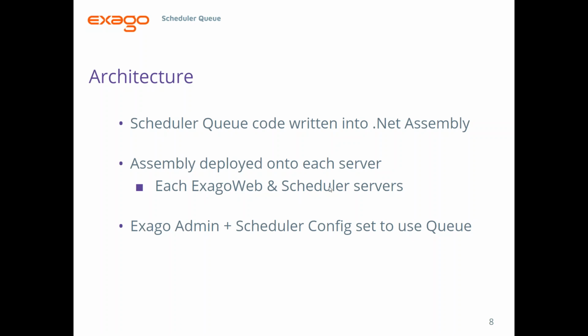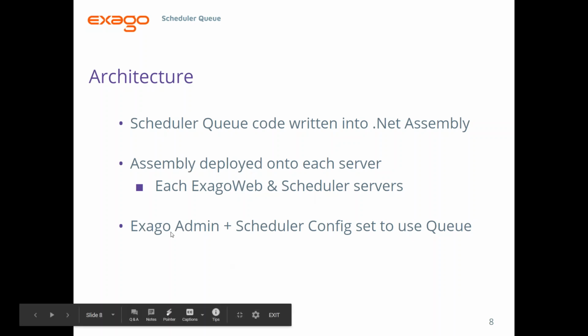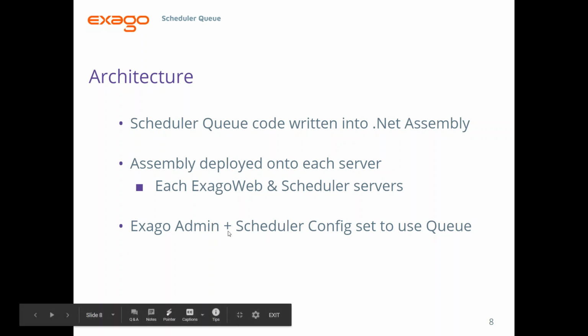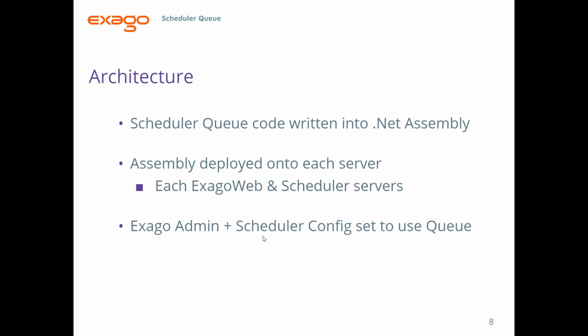And the schedulers need to be able to access that so that they can say, hey, I'm ready for a job. What's the next thing to do? So in this case, we're going to deploy that on each server. And we're going to configure both the scheduler to know to look for the queue and the admin console to look for the queue. So these are going to tell the web app and the scheduler. In both cases, we're going to configure those to look for that queue in question.